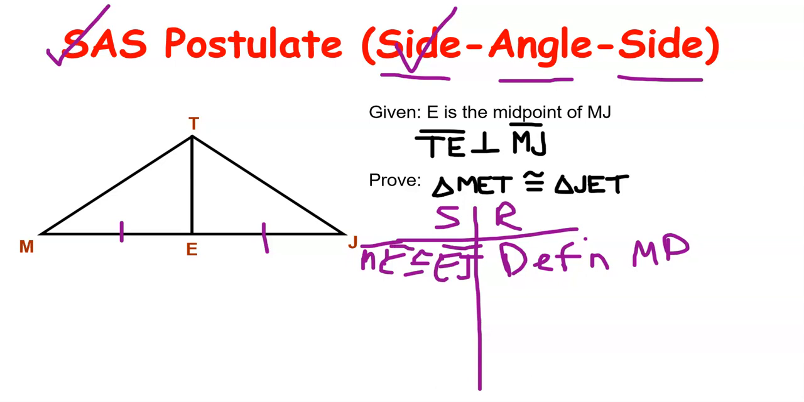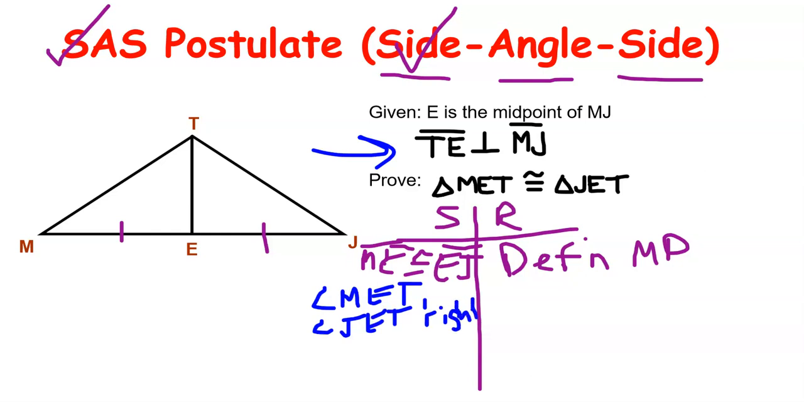There's our first side. Now we could take our next step and talk about the other side. We don't have to show them in the order of side, angle, side, but their orientation in the triangles has to be this particular way. So let's just go ahead and do that next anyway. So we know that TE is perpendicular to MJ, which means that angle MET and angle JET are right angles. That is part of the definition of perpendicular, and because they're right angles, that means they are congruent.